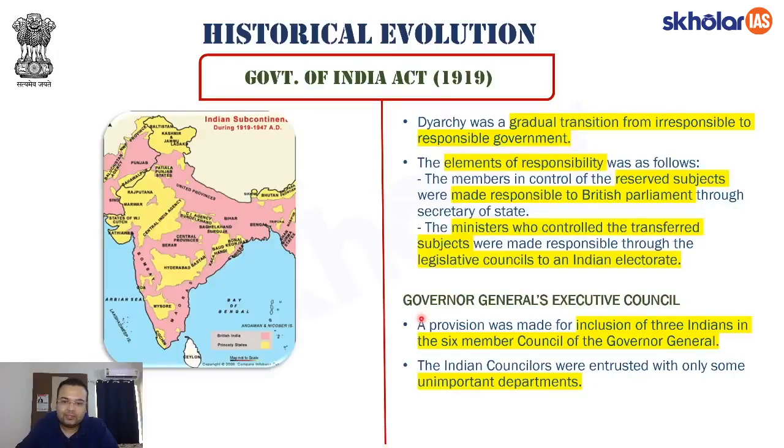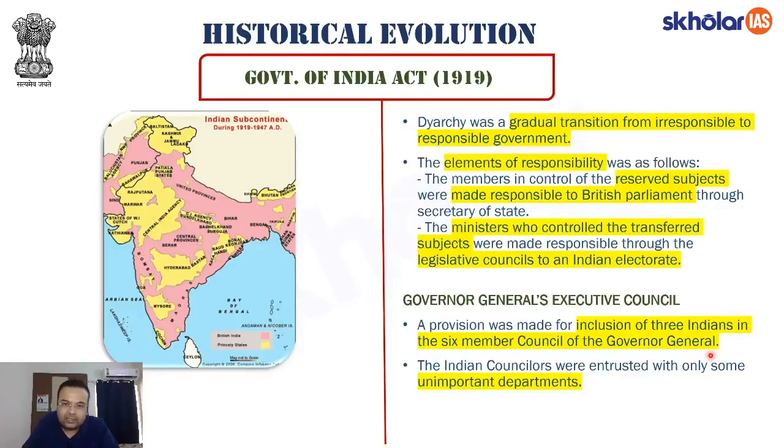Now, coming to the next important provision of Government of India Act 1919, Governor General's Executive Council. What exactly was Governor General's Executive Council? There was a provision that was made which included 3 Indians in the 6-member Council of Governor General. The first thing that happened was that Governor General's Council was increased, and a caveat was put. What exactly was the caveat? What exactly was the condition? That in the 6-member Governor General's Council, at least 3 Indians will be there.